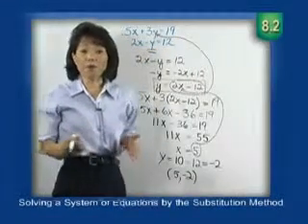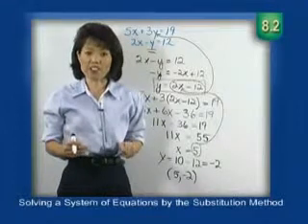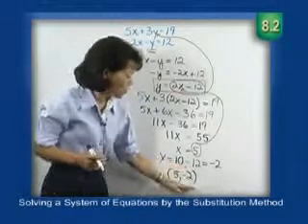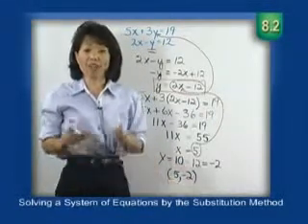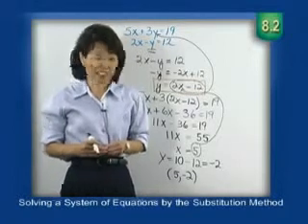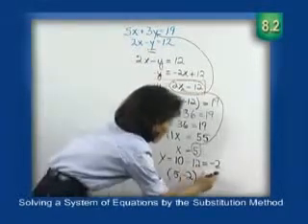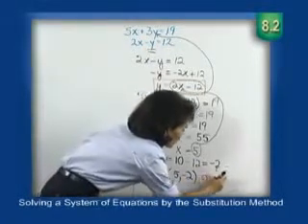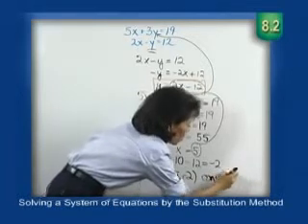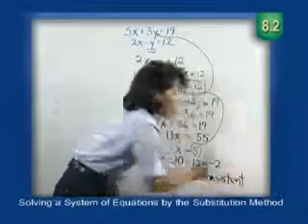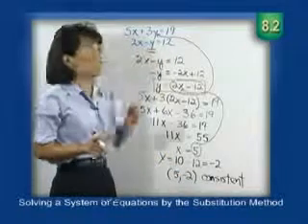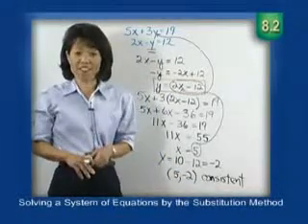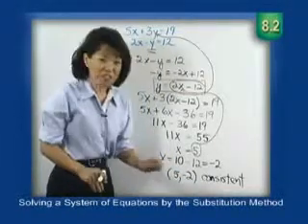Now remember that when a system of equations has a solution like this, an ordered pair, we call the system consistent. So we'll say 5, negative 2, and we'll just write the word consistent. And all that means, remember, is that yes, indeed, this system does have a solution. Not too bad, was it?